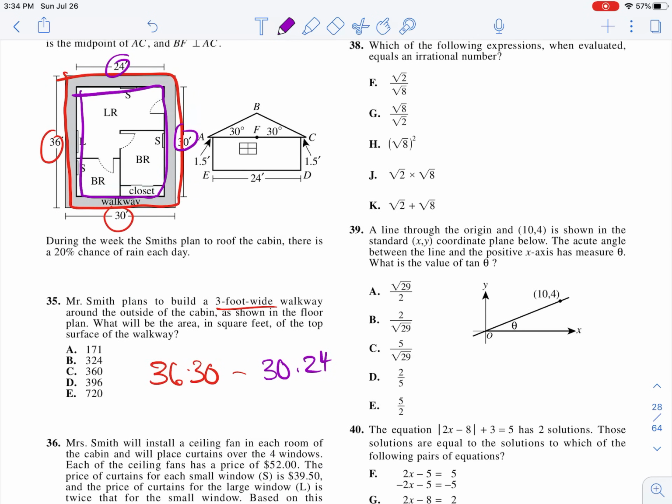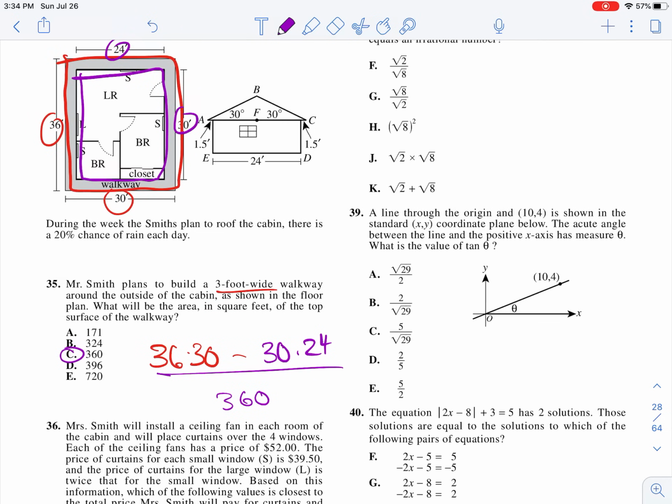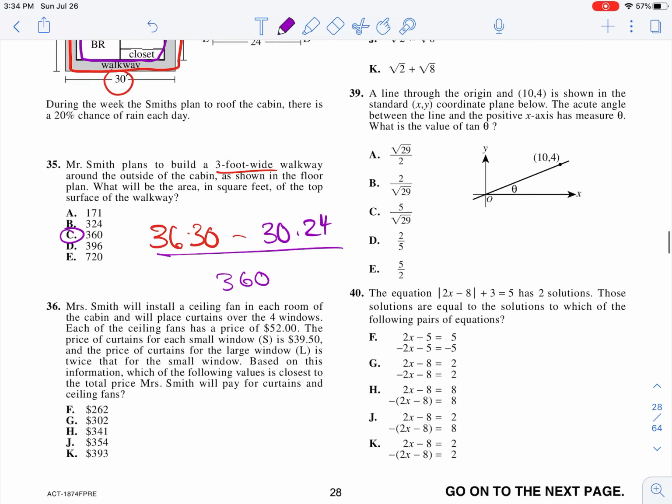Is the answer 360? Number 35 is C, 360. You could just do this and you get 360. All right. Simple enough. If you want to find area, you can subtract areas like that. That's how it works.